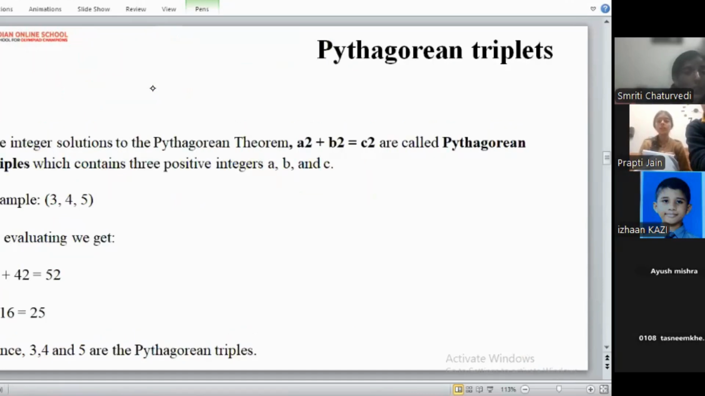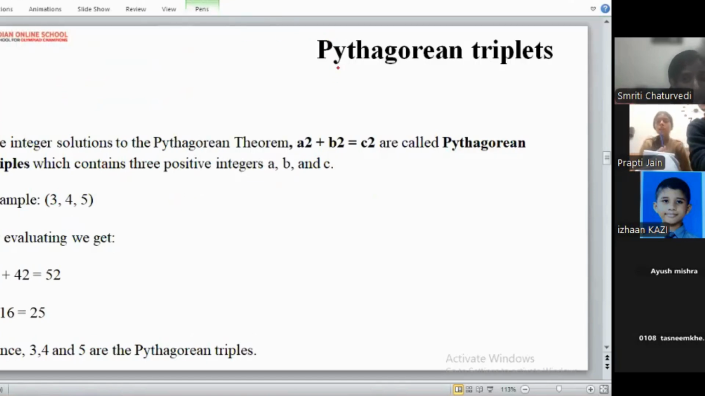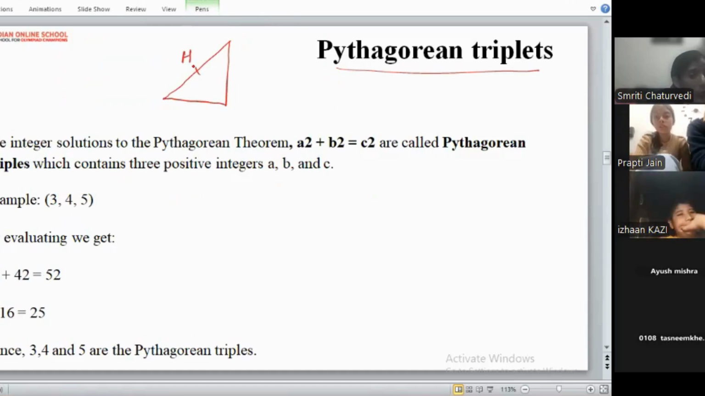Go ahead. After that we have a very important topic, which is the Pythagorean triplet. Now what is that? Do you know the Pythagoras theorem? Yes, ma'am. The square of the longest side equals the sum of the squares of the other two sides. Correct? That is the Pythagoras theorem.